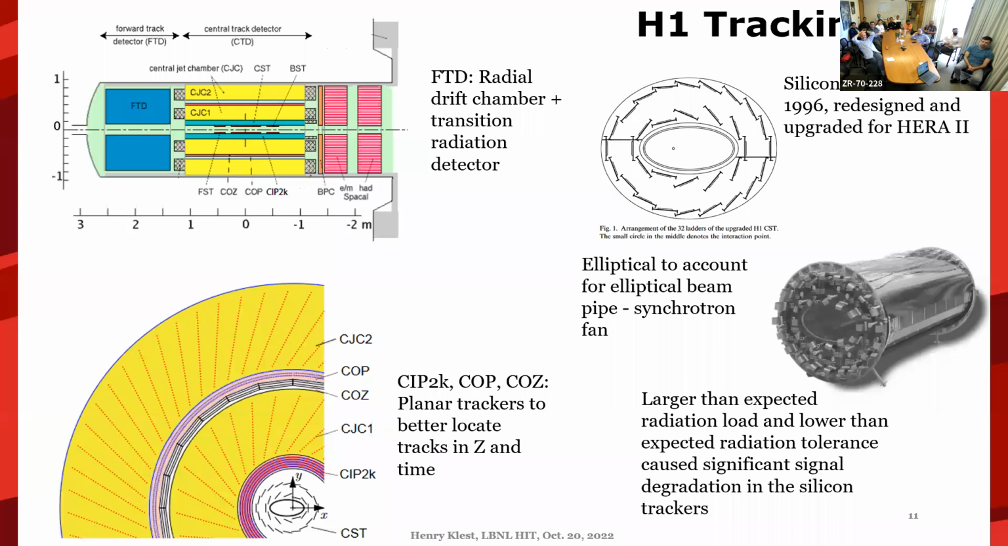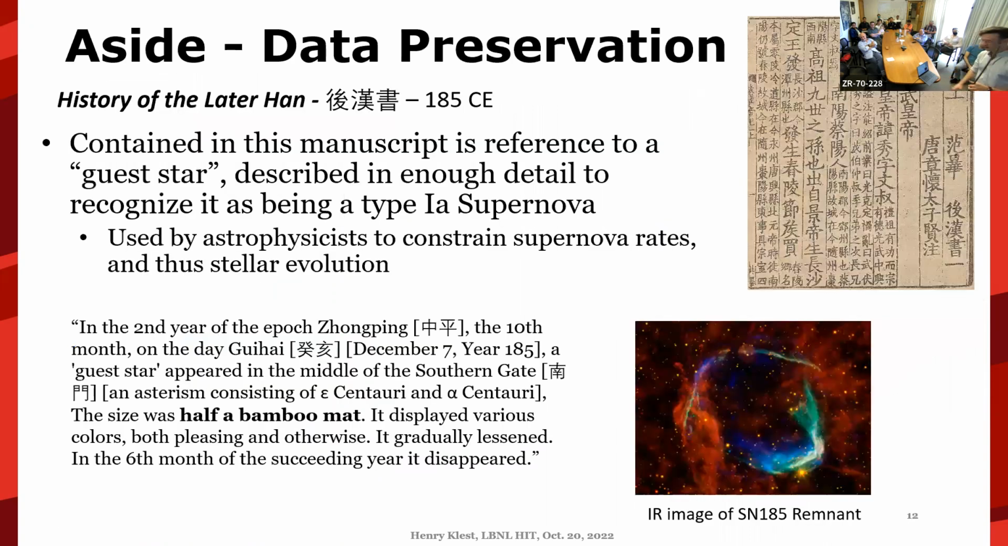The larger than expected radiation load actually aided in one analysis in H1, which was the analysis looking for magnetic monopoles that had embedded themselves in the HERA beam pipe. And so you take the beam pipe and you pass it through a SQUID magnetometer and look for a monopole. So that's one place where the radiation helps, but in general, it doesn't help.